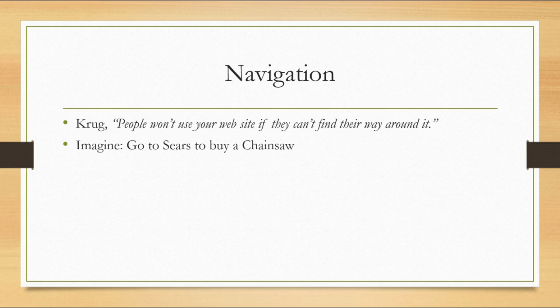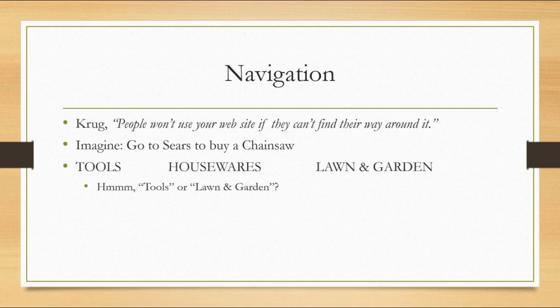And the author gives the example of going to a store such as Sears to buy a chainsaw. You walk in the front door and you look around the store and you see some signs that say, for example, tools, housewares, lawn and garden, and you're thinking chainsaw. Well, it's not housewares, so eliminate that. But is it a tool or is it lawn and garden? Tools, maybe something you use inside the home, I don't know. Lawn and garden, I'm thinking bushes and plants and stuff. I don't know which one to go. So I have to choose one.